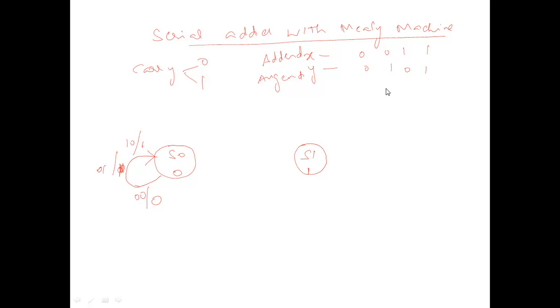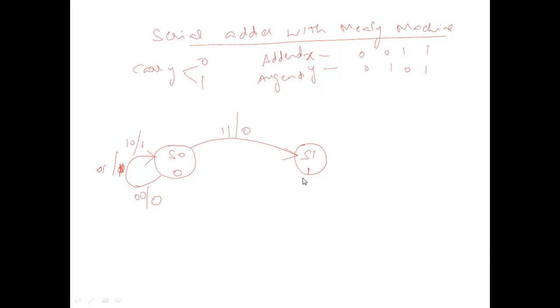Now the final combination: if 1, 1 comes from the state S0, at which the previous carry is 0, now the input is 1 and 1, the sum will be 0 and the carry will be 1. Since the carry is 1, it will move to the next state S1. So from state S0, if 1 and 1 are the input, it will go to the state S1 with the output 0. Because 1 plus 1 is 1, 0, plus 0 is 0, 1, 0. So 0 is your sum, 1 is your carry. It will go to the state S1. So now you have completed all four possible combinations of the input from the state S0.